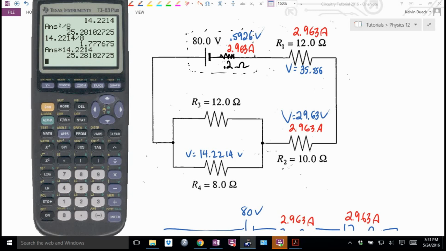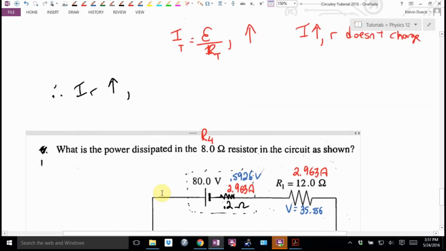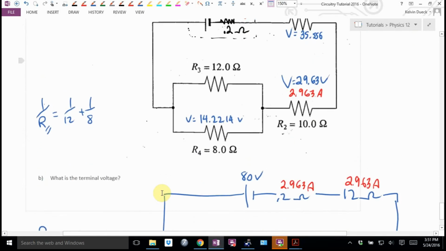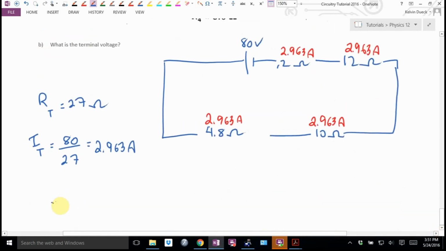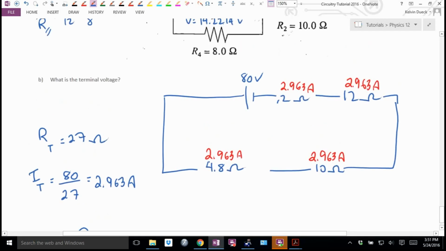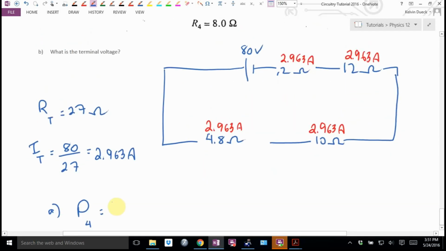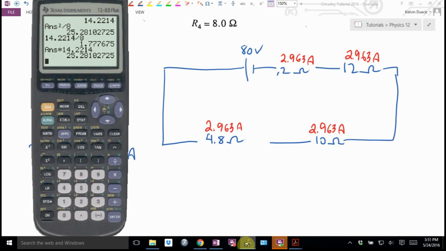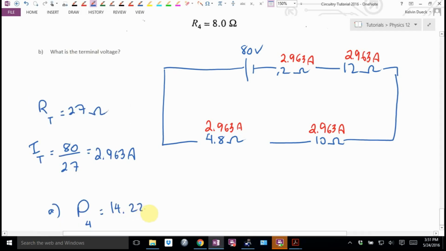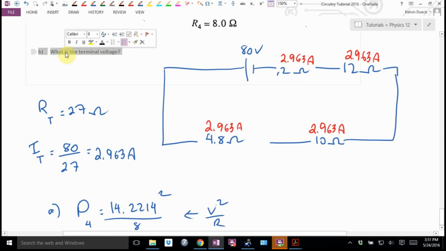Here's what I know. I can tell you the answer to part A is, so the power in resistor 4 is going to be 14.2214 squared over 8. And I used V squared over R because I was lazy. Okay? Part B.